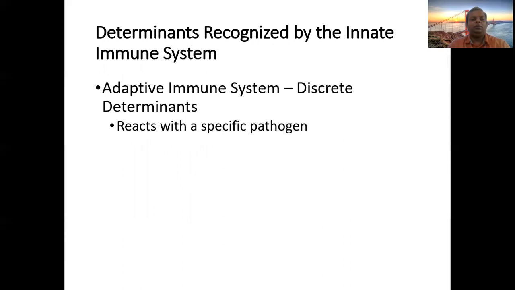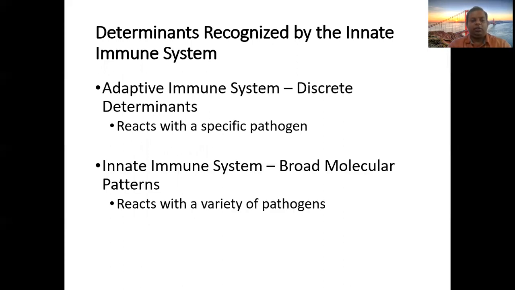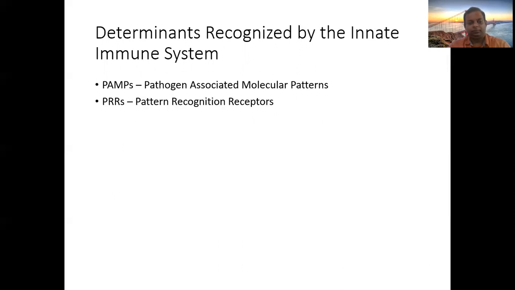Later on, determinants are recognized by the innate and adaptive immune systems. Discrete determinants like tertiary and quaternary structure react with specific pathogens. Later its links. Usually the innate immune system recognizes broad molecular patterns and reacts with a variety of pathogens. But the adaptive one is much more specific. So as I said earlier, pathogen-associated molecular patterns are what the innate immune system recognizes. These are from the pathogen. The pattern recognition receptors are from our body cells.